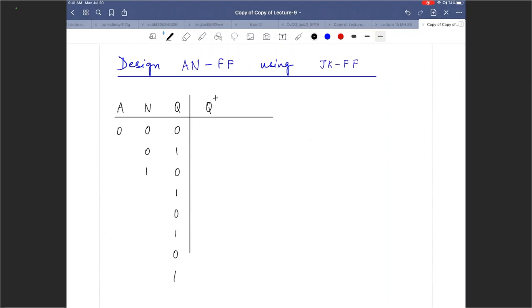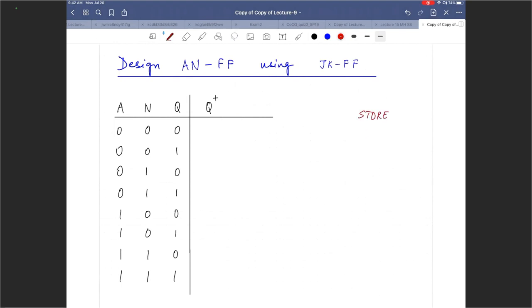Two zeros, two ones, two zeros, two ones, four zeros, and four ones. So let's come back to Alan and ask him, what would he like to do when A and N are zero?